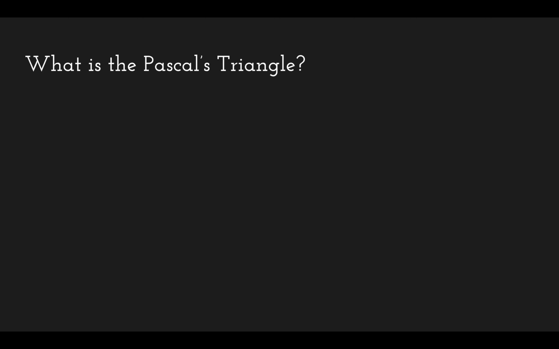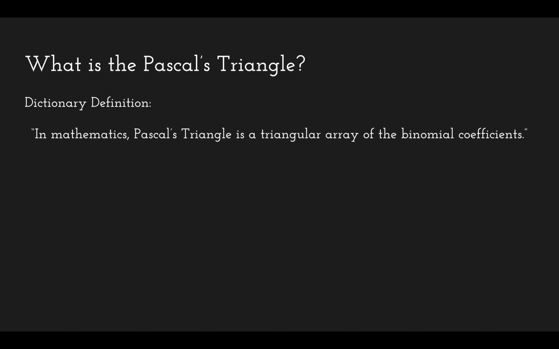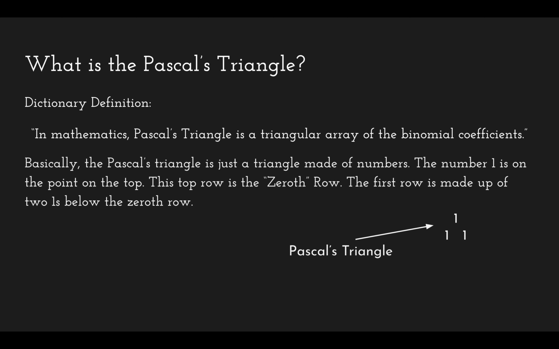What is Pascal's triangle, we must ask ourselves first? Well, a dictionary definition from Wikipedia would probably be: in mathematics, Pascal's triangle is a triangular array of the binomial coefficients. Basically, Pascal's triangle is just a triangle made of numbers.